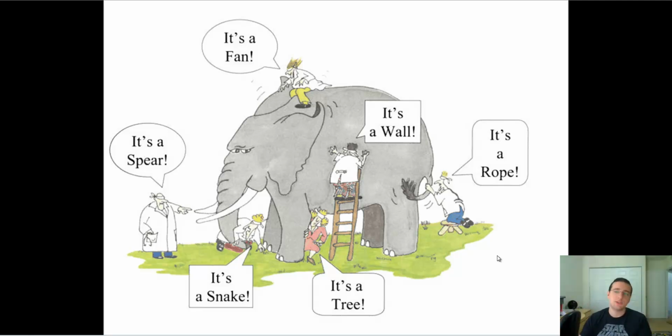Somebody might touch the ears and think it's like one of those old fans that you use when you're hot. Somebody might touch the tail and say it's a rope. And some might touch the legs and say it's the bark of a tree. Depending on which part of the elephant this person touches, he's going to interpret the elephant in a different way. Now, if the blind men never saw or touched the whole elephant, they might never believe what the other blind man is saying about the way the elephant is.